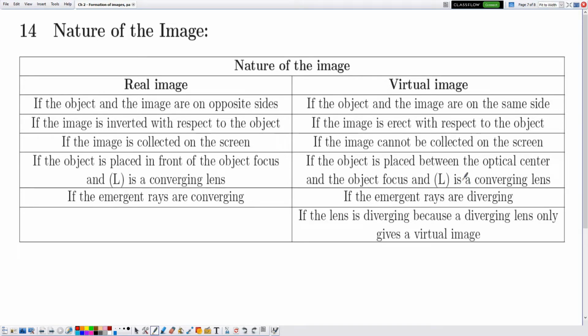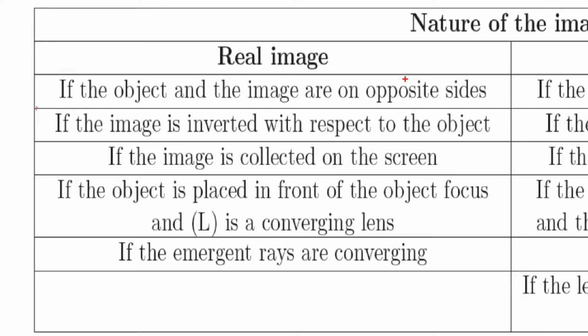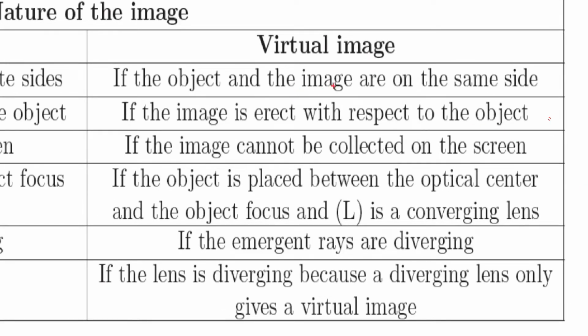Now finally, in section 14, nature of the image. In this table we have the properties of the real image and the virtual image. So now we know that if the object and the image are on opposite sides, then the image is real. If the image is also inverted or collected on the screen. Now if the object is placed in front of the object focus, and the lens is a converging lens, then the image will be also real. And if the emergent rays are converging, if they intersect at a certain point, then in this case the image will be real.